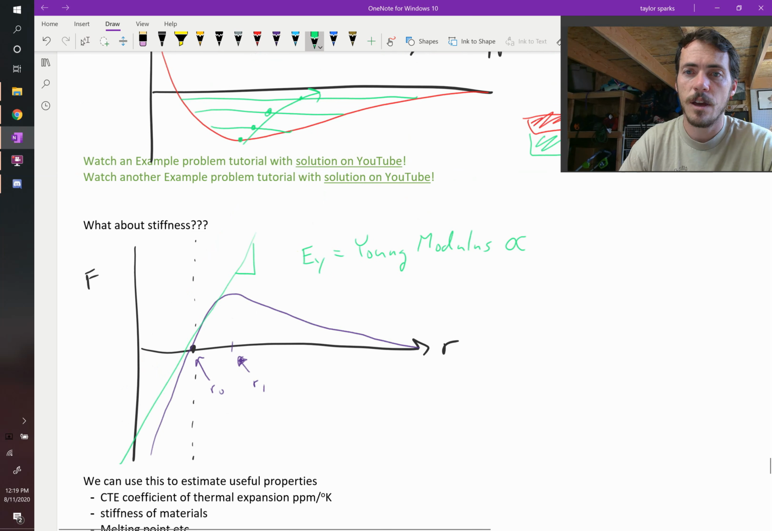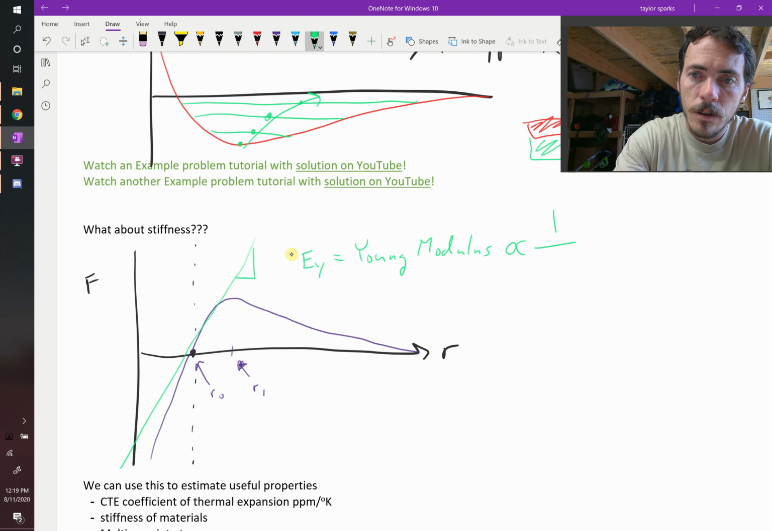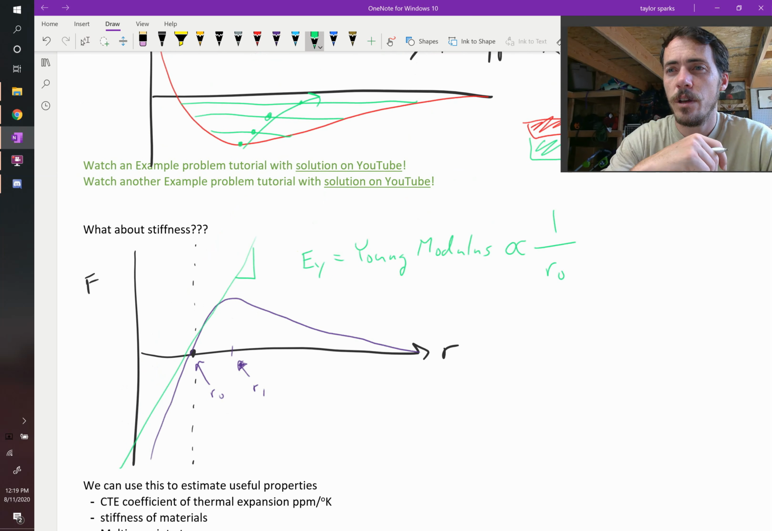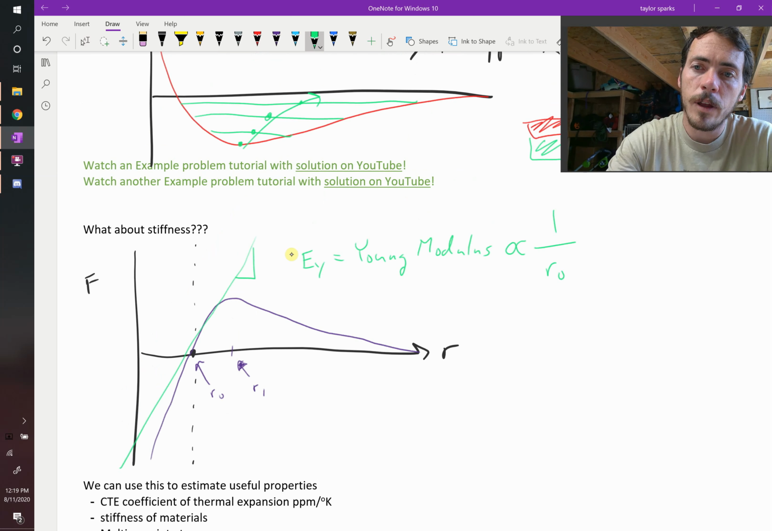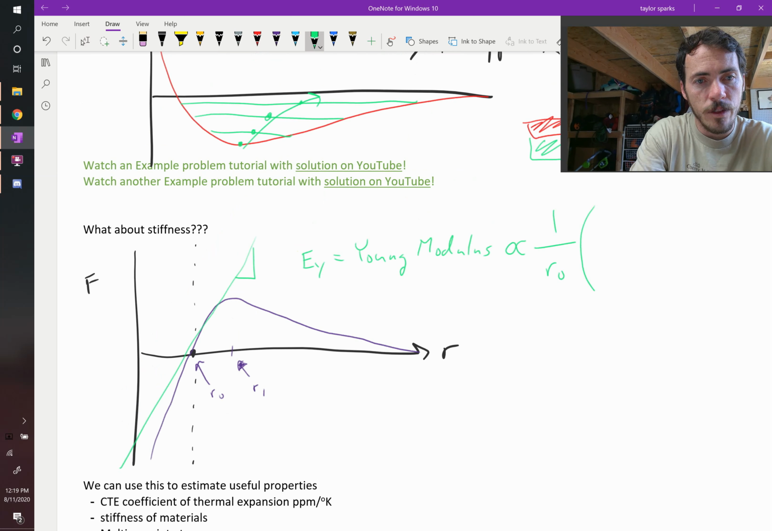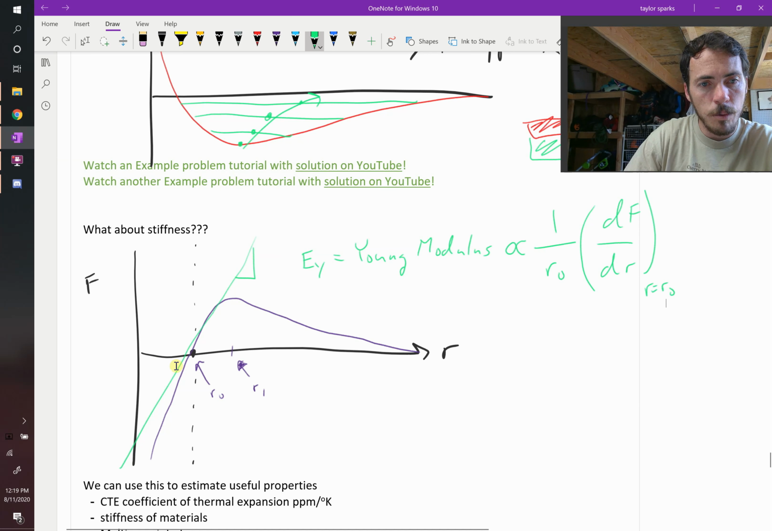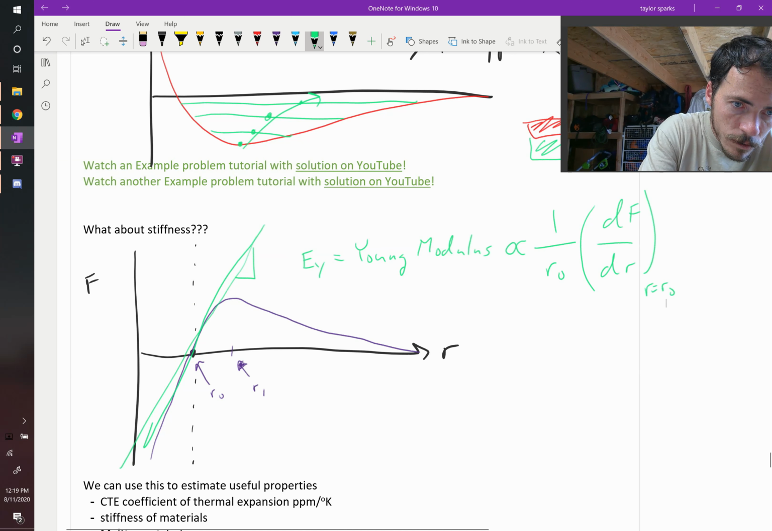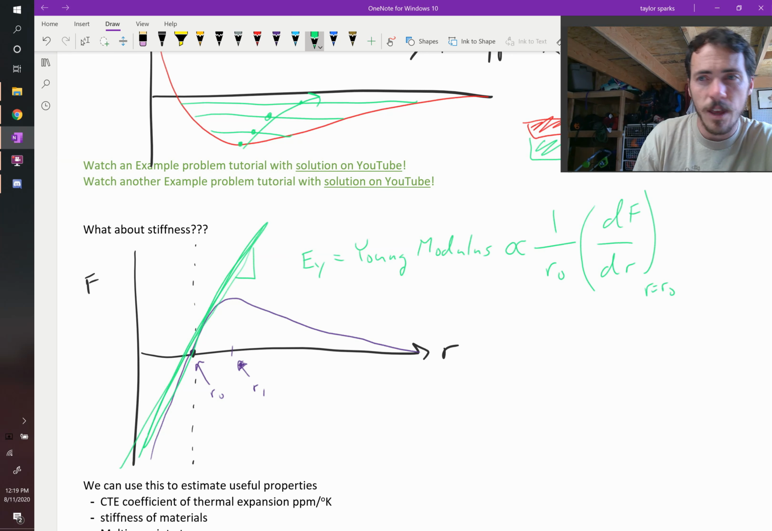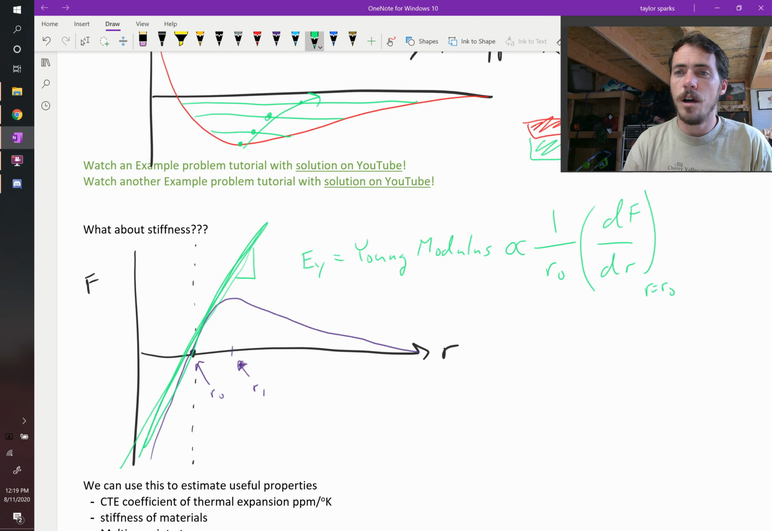but it scales like this. 1 divided by R naught, whatever your interatomic bond distance is, multiplied by the slope, right, we want the slope at that point, so that's going to be dF/dR. We're going to take the derivative of the force expression with respect to R, evaluated at R equals R naught. So at this point, we want the slope right at that tangent point. I haven't drawn it really great here, right? But it's at that point, okay? That will give you the stiffness.